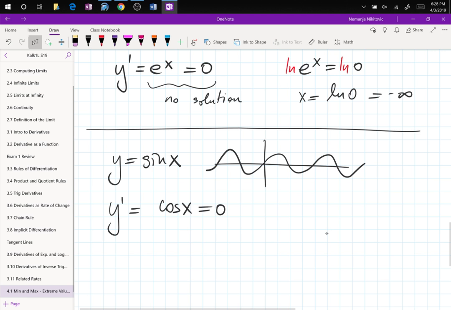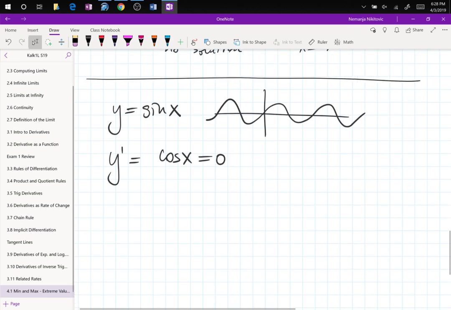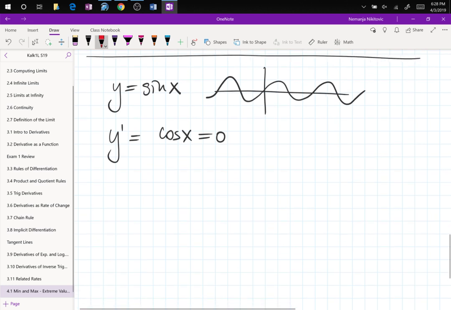Hold on. I'll do it over here. So, I'm solving cosine of x equals 0. You know what? I'm just going to leave this space to finish this problem, and I'm going to teach something about solving equations. All right? And I will come back to this problem.